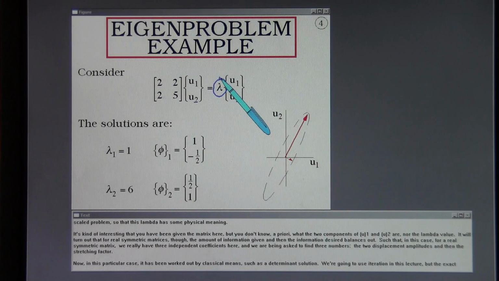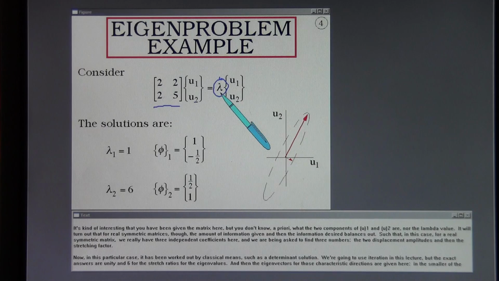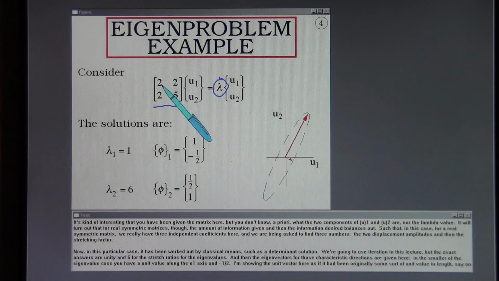physical meaning. It's kind of interesting that you have been given the matrix here, but you don't know a priori what the 2 components of u1 and u2 are, nor the lambda value. It will turn out that for real symmetric matrices, though, the amount of information given and then the information desired balances out, such that in this case, for a real symmetric matrix, we really have 3 independent coefficients here, and we're being asked to find 3 numbers. The 2 displacement amplitudes and then the stretching factor.